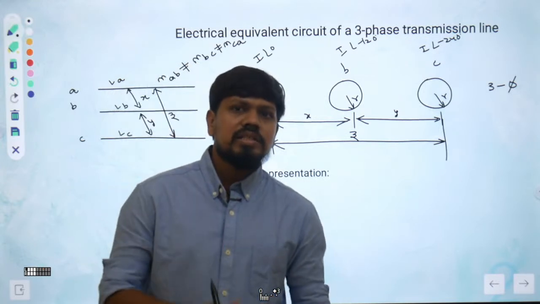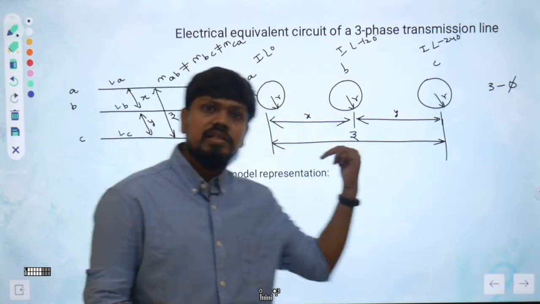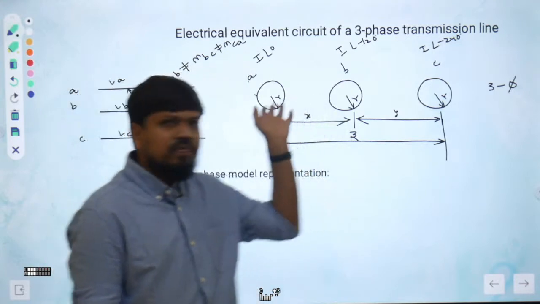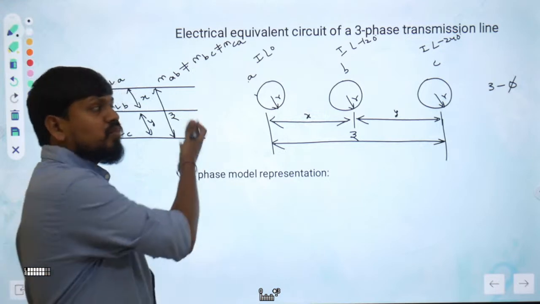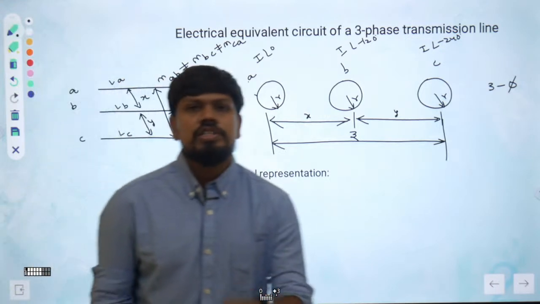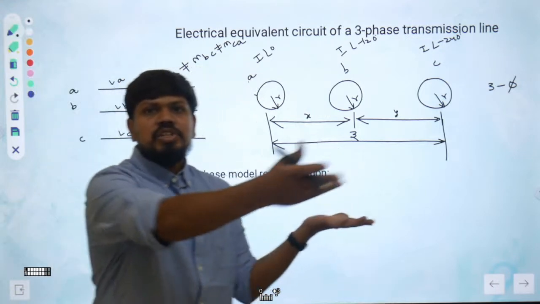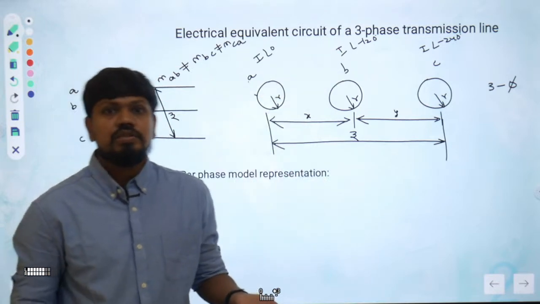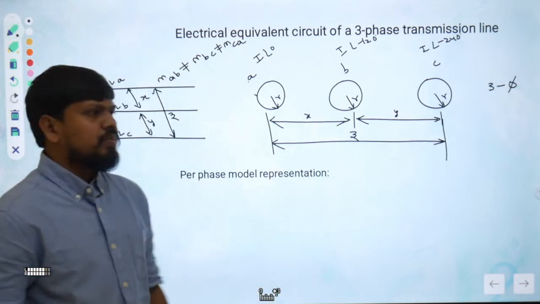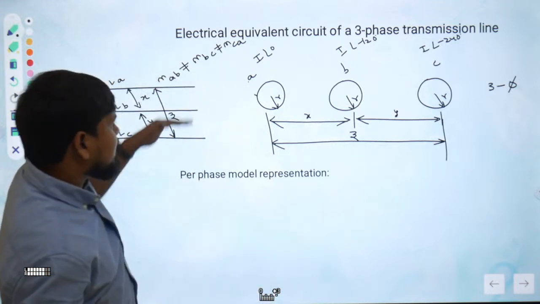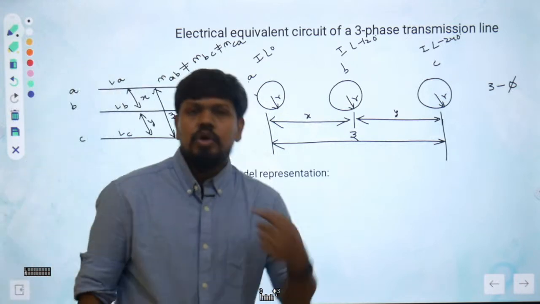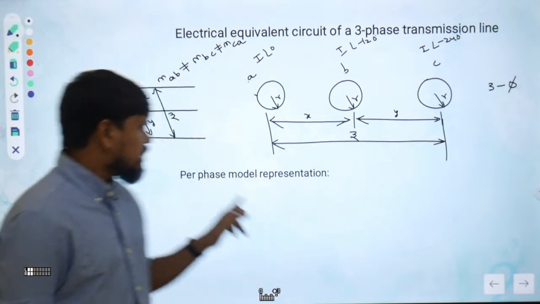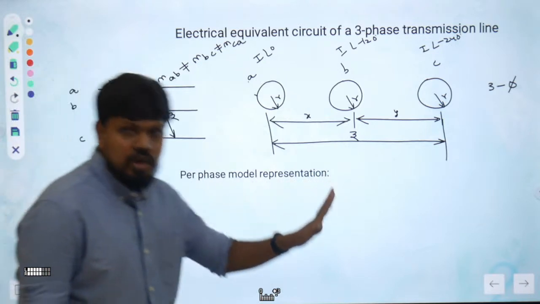Why do you have to analyze the transmission line? Without analysis, how will you understand whether it is efficient or not, whether there is more or less voltage drop, whether there is any corona loss? You have to know everything. That's why you have to represent a per phase model. Instead of representing three different phases, we need to represent a single per phase model. That's why I have given the per phase model representation.